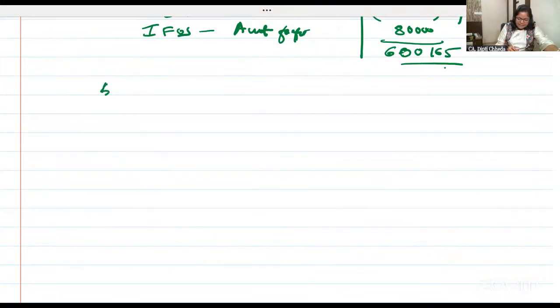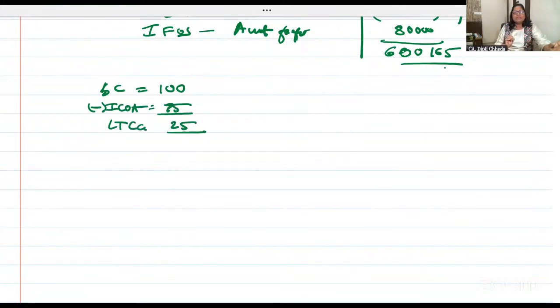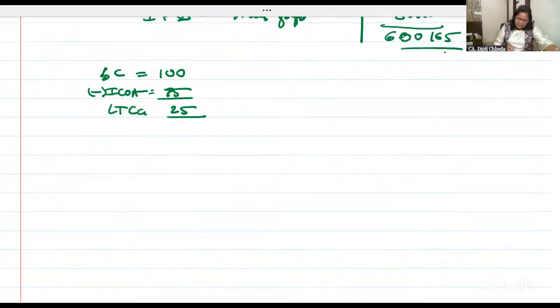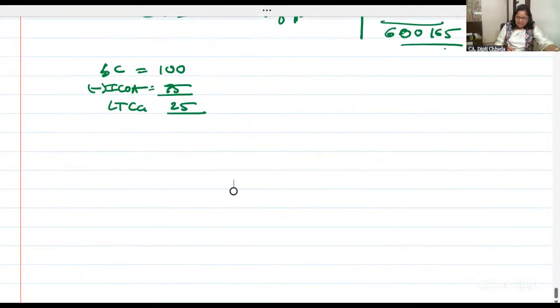So suppose I'll take sale consideration 100, index cost of acquisition 75, and my long term capital gain is 25. Done. Now on this 25 lakhs, I have to pay tax. Correct? To avoid it, what I can do is I have sold the house with the sale consideration coming 100 lakhs. Can I buy one more house? Like that, different exemptions have different conditions.